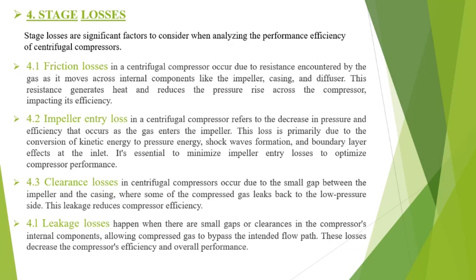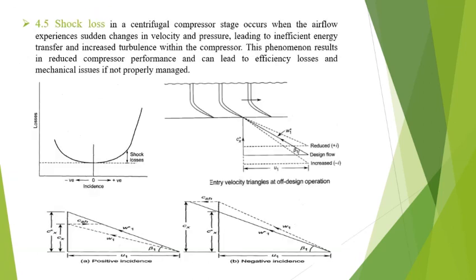Clearance losses in a centrifugal compressor occur due to the small gap between the impeller and the casing, where some of the compressed gas leaks back to the low pressure side. This leakage reduces compressor efficiency. Leakage losses happen when there are small gaps or clearances in the compressor's internal components, allowing compressed gas to bypass the intended flow path. These losses decrease the compressor's efficiency and overall performance.